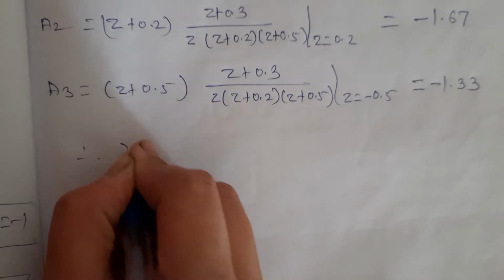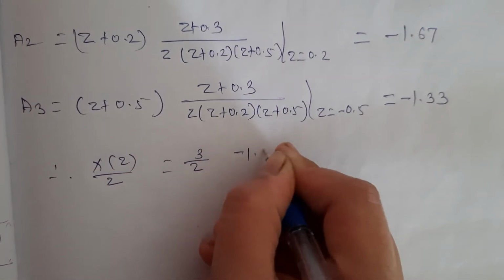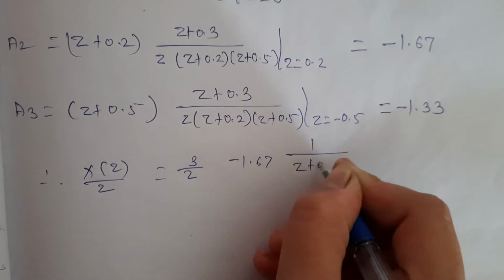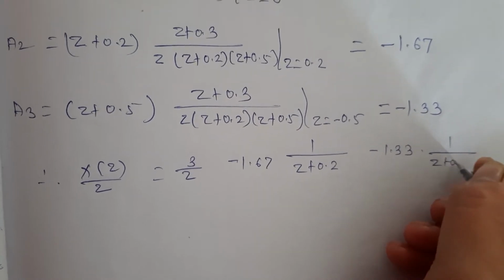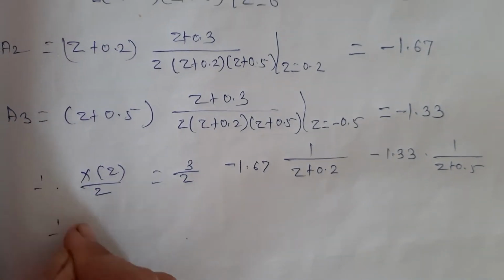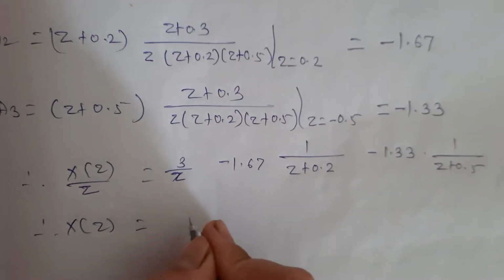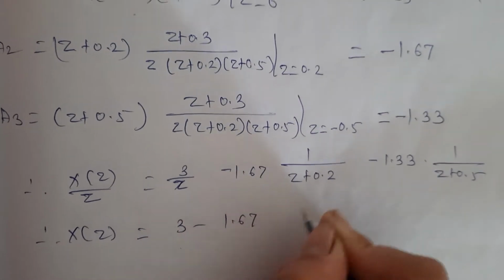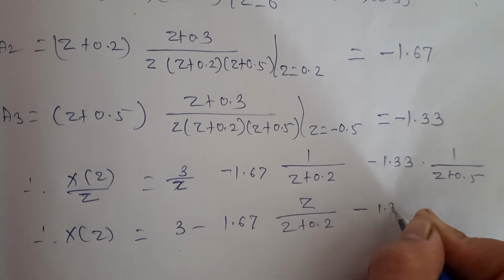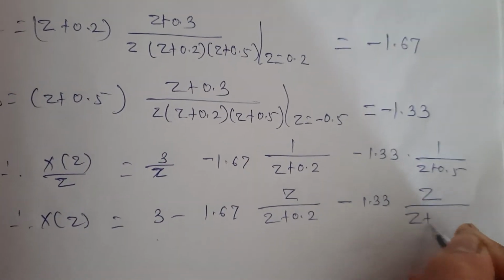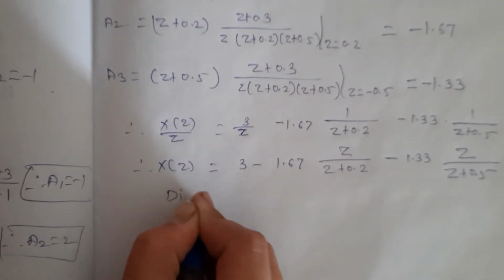So X(z)/z is equal to 3/z minus 1.67 times 1/(z + 0.2) minus 1.33 times 1/(z + 0.5). We rearrange this equation, as z gets cancelled on both sides. So it is 3 minus 1.67 z/(z + 0.2) minus 1.33 z/(z + 0.5). Now the different possible ROCs we write here.